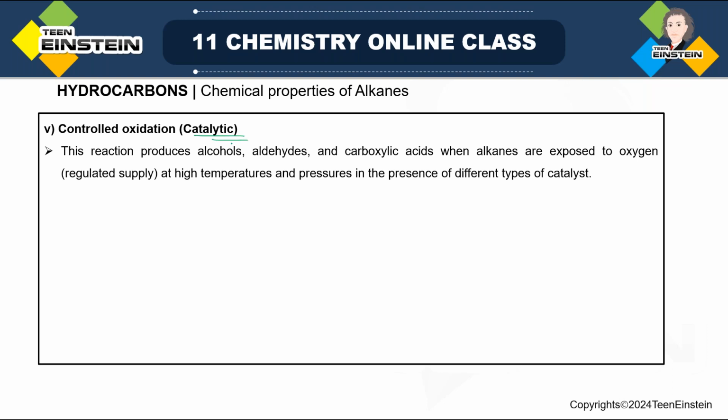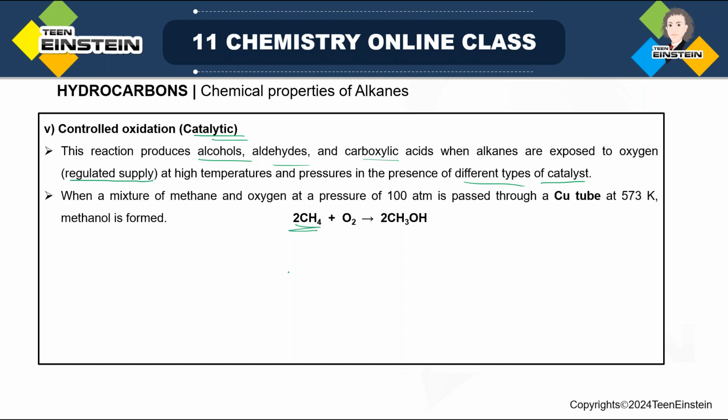And depending on what type of catalyst you have taken, what type of reaction conditions you are using, same starting material can give you different types of product. So in this controlled oxidation, in presence of different types of catalysts, mostly metal catalyst or metal related catalyst, there may be formation of alcohols, aldehydes, carboxylic acids when alkanes are exposed to oxygen. But obviously it is regulated supply, because if there is full supply, instead of these products you will end up with CO2. That is different reaction at high temperature and pressure in presence of different types of catalyst. So one by one we will see.